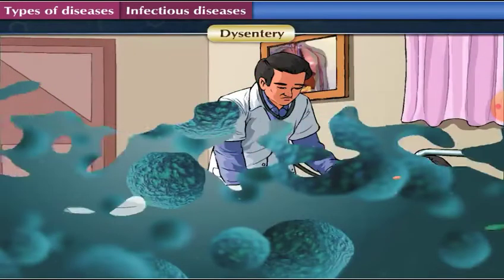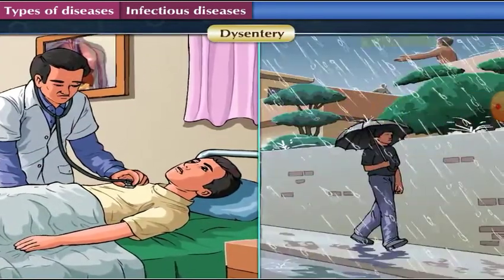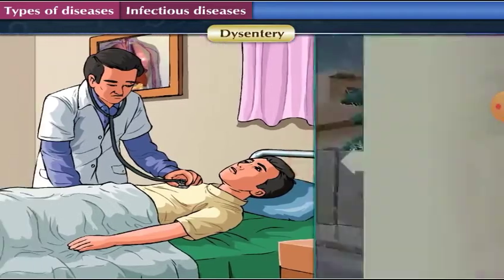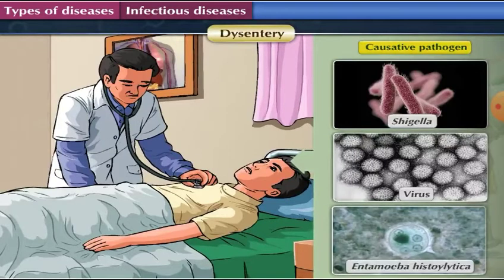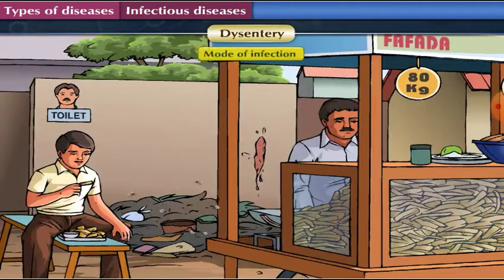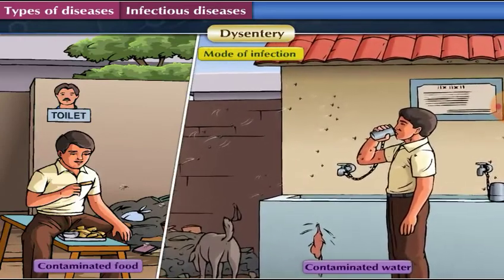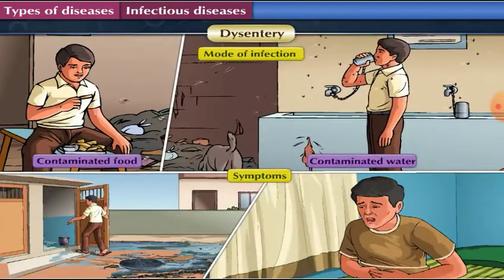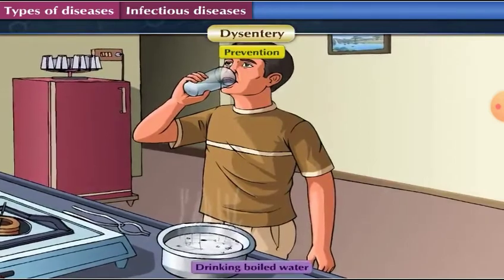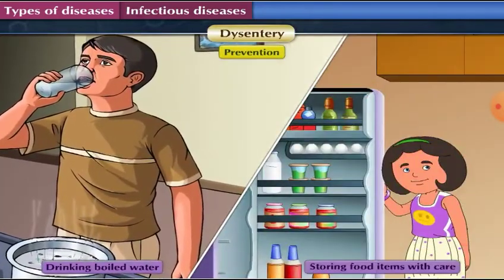Dysentery. Dysentery is a common disease of rainy season. It is caused by bacteria like Shigella, viruses, and protozoans like Entamoeba histolytica. The mode of infection of this disease is contaminated food and water. After infection, the dysentery patient usually suffers from watery stool and abdominal pain. Occurrence of this disease can be easily prevented by drinking boiled water and storing food items with care.